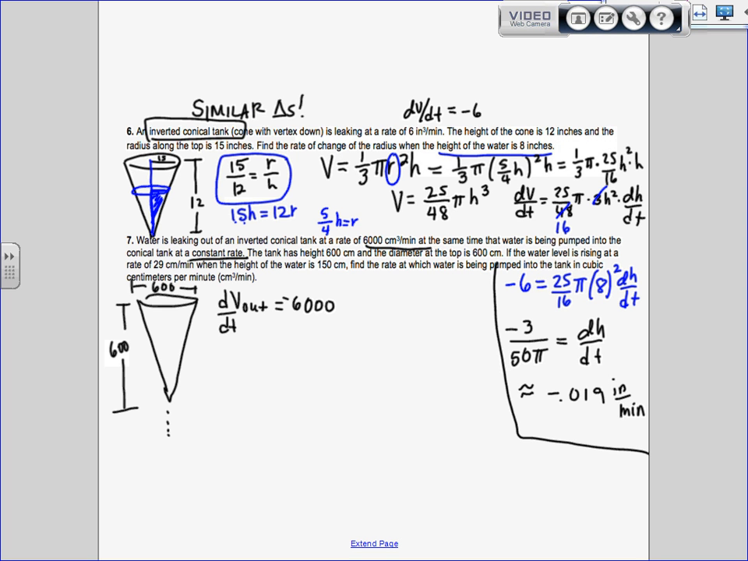All right, so anyway, the tank has a height of 600 centimeters and the diameter at the top is 600. If the water level is rising at a rate of 29 centimeters per minute, so dh over dt is 29, when the height of the water is 150, find the rate at which the water is being pumped into the tank in cubic centimeters per minute.